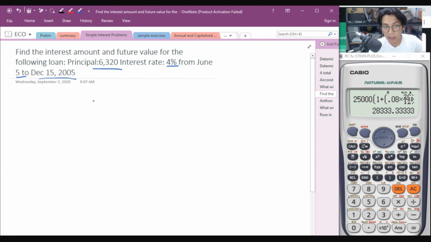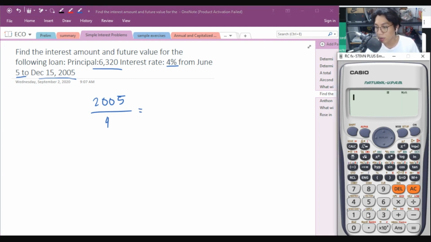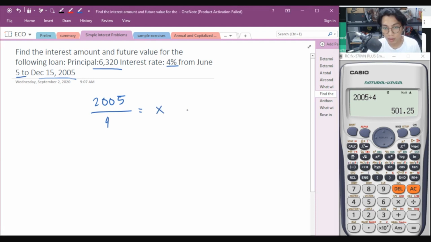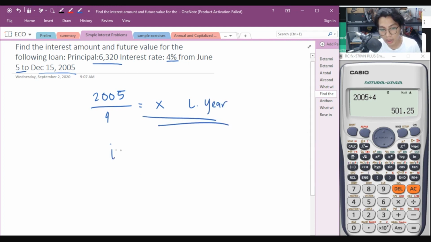So, let's first check if the year is a leap year. Divide it by 4. If it is a whole number, that is a leap year. If not, if you have a decimal point, that is not a leap year. So, 2005 divided by 4, therefore, it is not a leap year. And the interest rate is 0.04, or 4%.